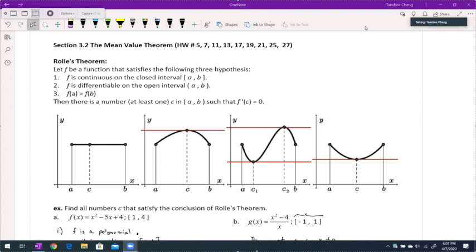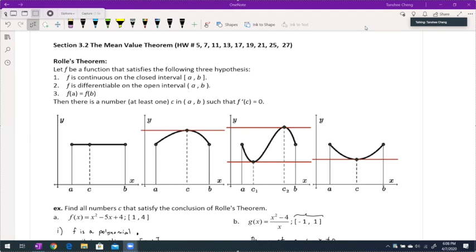3.2 is mainly looking into the mean value theorem. In this section, we're going to mainly look at two theorems. The first one is Rolle's theorem.